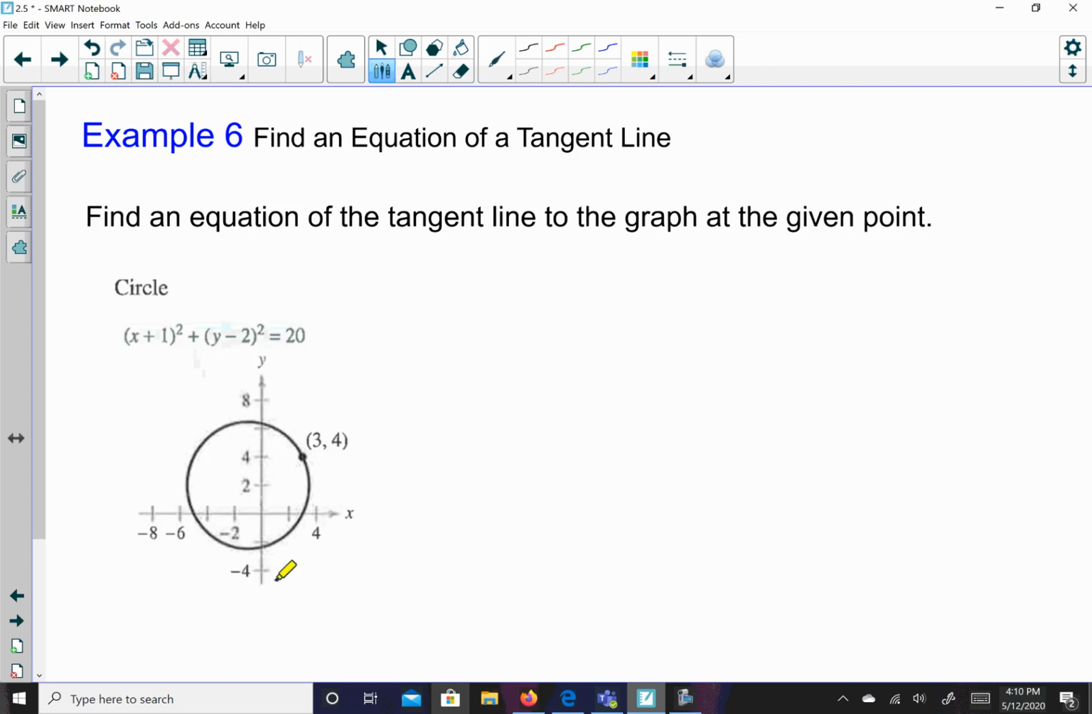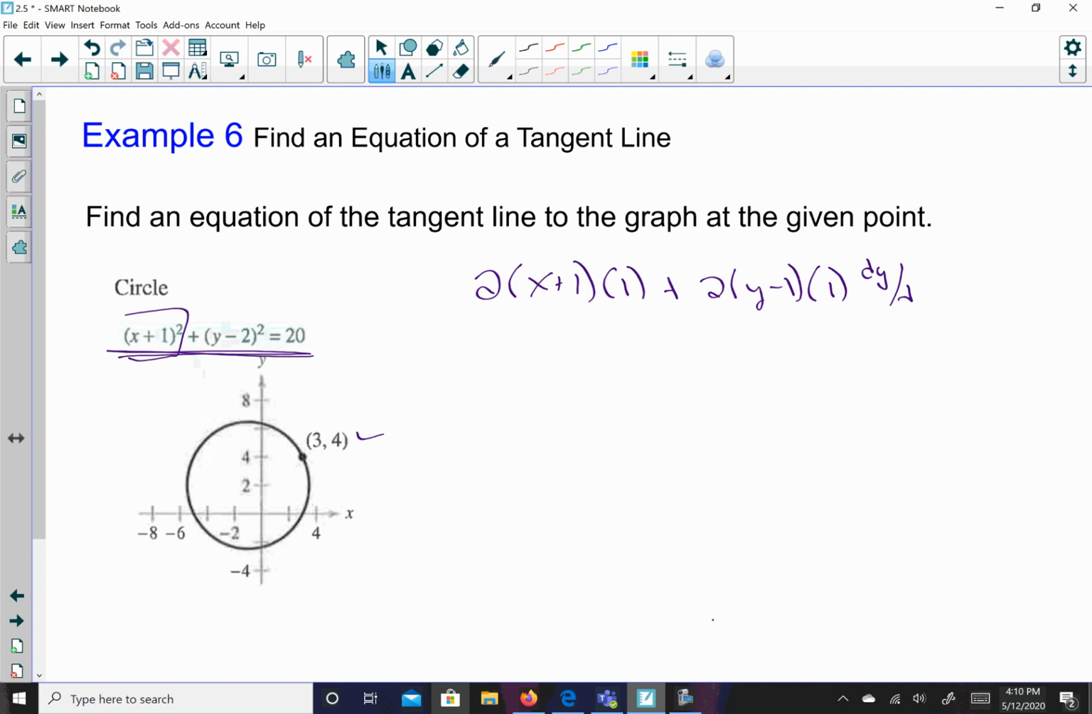Next one, find the equation of a tangent line at the given point. So here is my function. Again, it's a circle. That's great. Here's the point that they want me to find it at. So now I'm going to do dy/dx. I'm going to use the chain rule. So this will be 2 times the quantity x plus 1. The derivative inside there would just be 1. Again, I don't have to write it. dx, don't need to write that either, plus 2 times the quantity y minus 1. The derivative inside here would be 1 dy/dx. And then the derivative of 20 is 0.